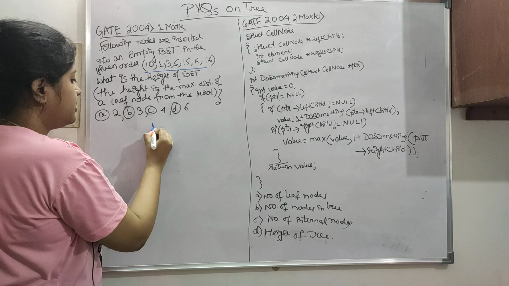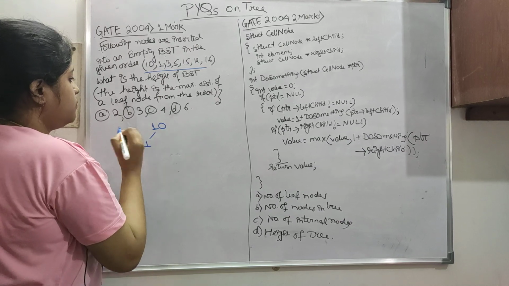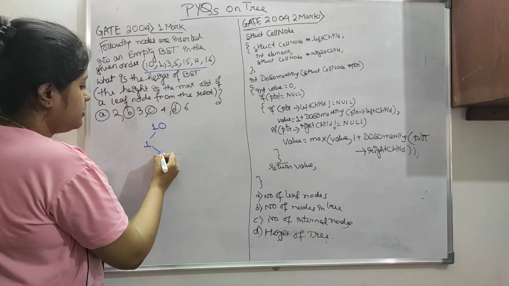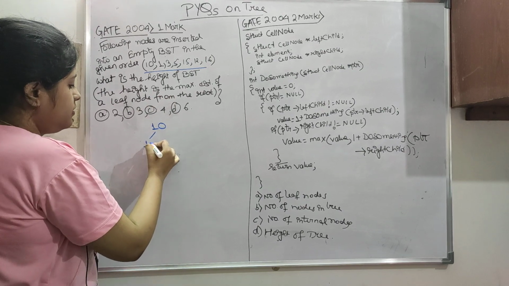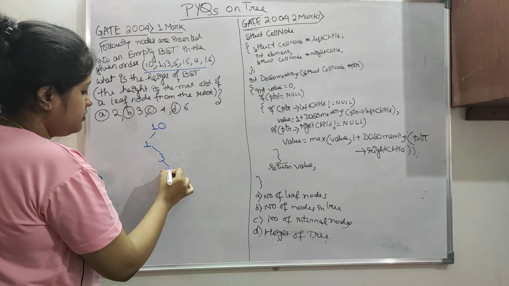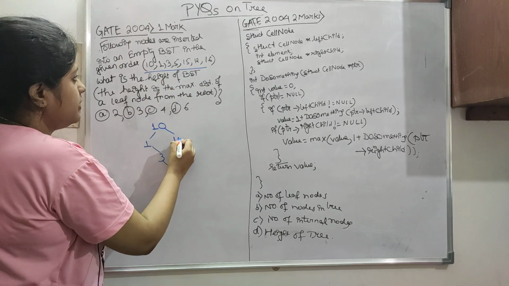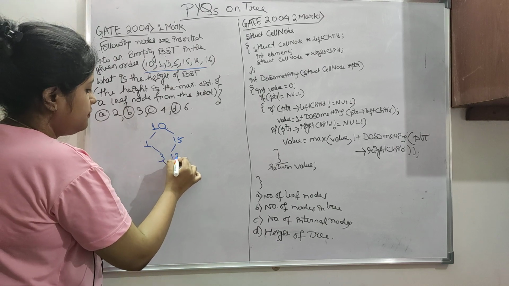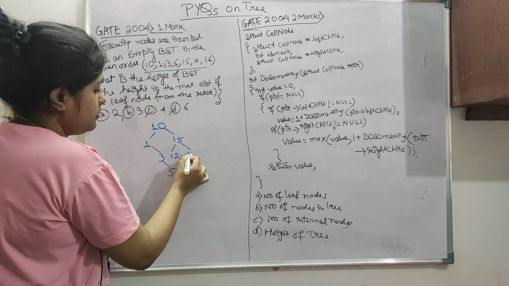So let's say 10 is inserted. 1 is less than 10, so 1 is here. 3 is less than 10 but greater than 1, so 3 is here. 5 is less than 10, greater than 1, greater than 3, so 5 is here. 15 is just greater than 10. 12 is greater than 10, less than 15, so 12 goes there. 16 is greater than 10, greater than 15.